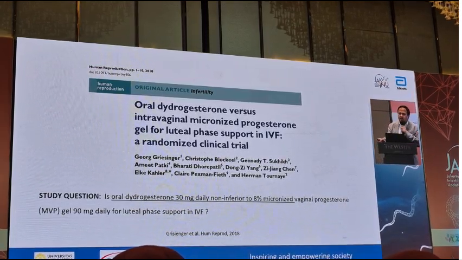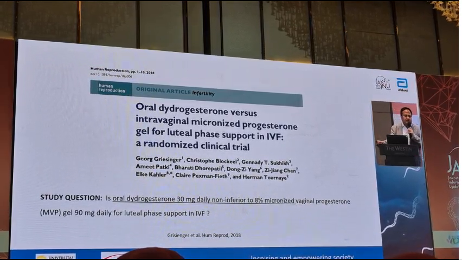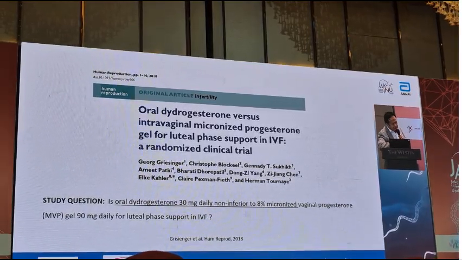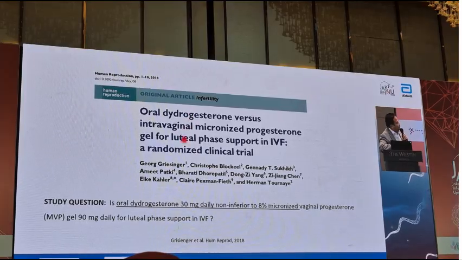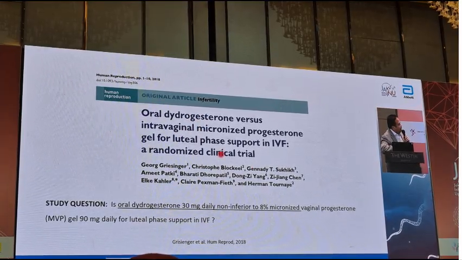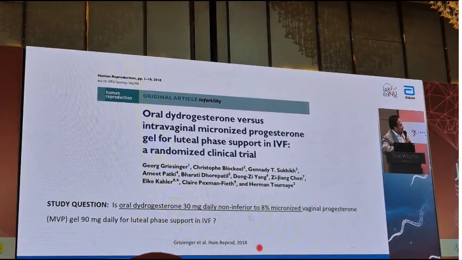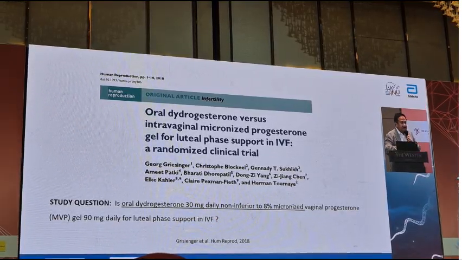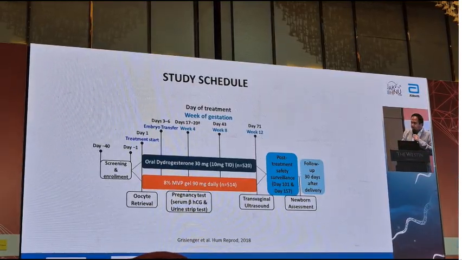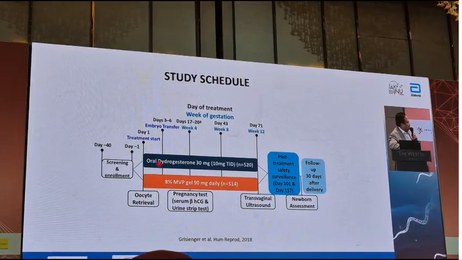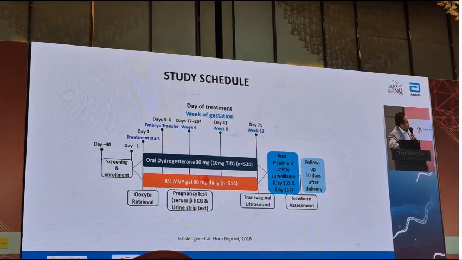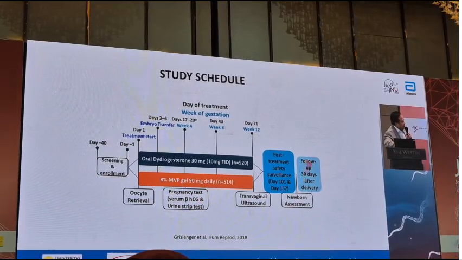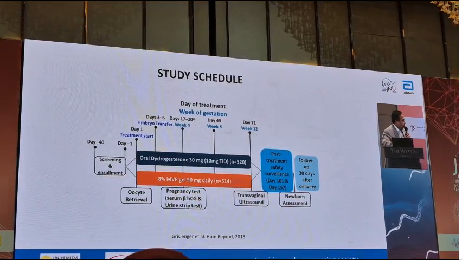The next trial is Lotus 2. This is also a non-inferiority clinical trial. I think by Grisinger, they compared dydrogesterone with micronized vaginal progesterone gel, 90 milligrams, again in fresh transfer. The same design, still the same protocols. This is oral 3 times a day, and this is only once a day, 90 milligrams daily. Again, the follow-up was up to 30 days after delivery.